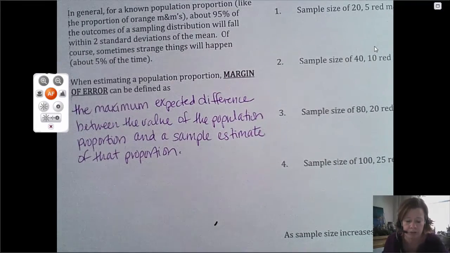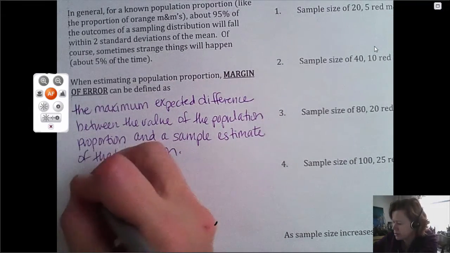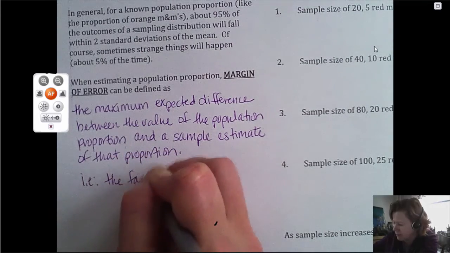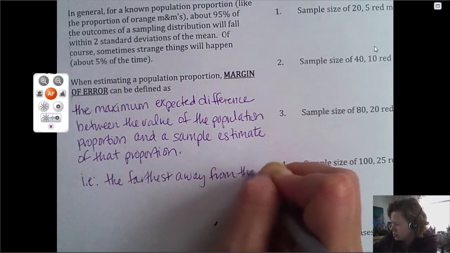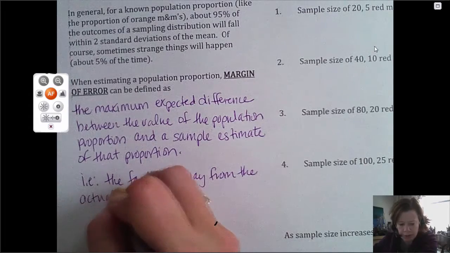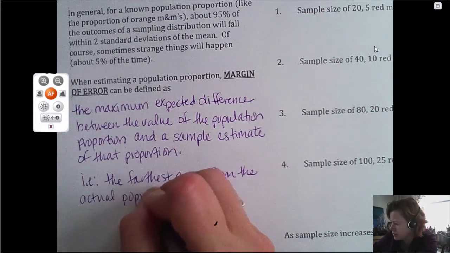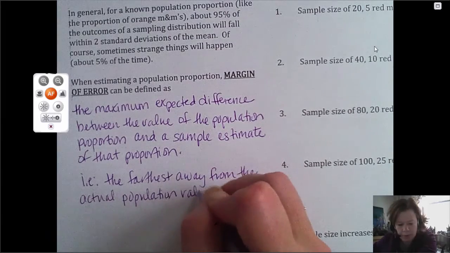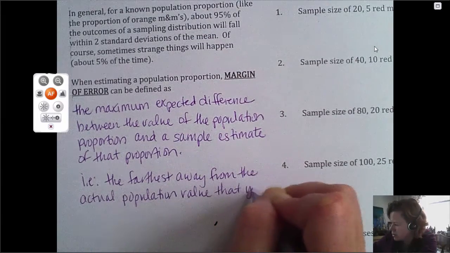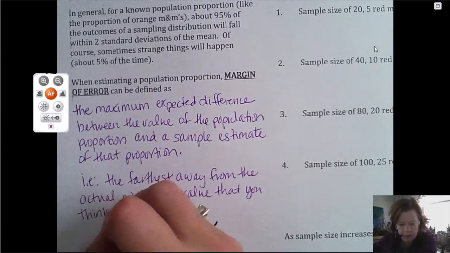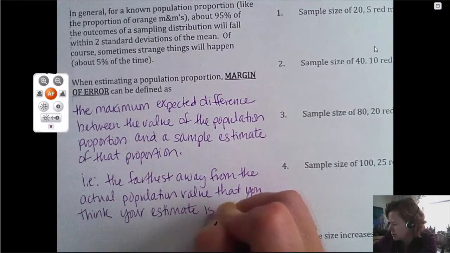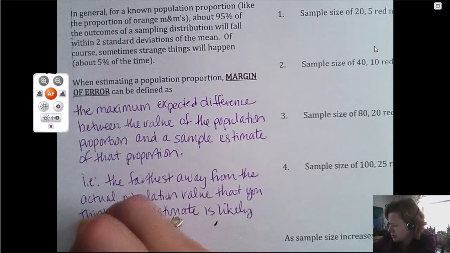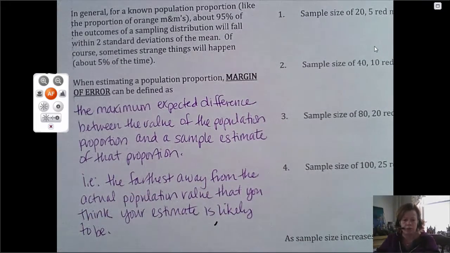Another way of thinking about or defining margin of error is the farthest away from the actual population value that you think your estimate is likely to be. So how far do we think our estimate from the true proportion is likely to be?